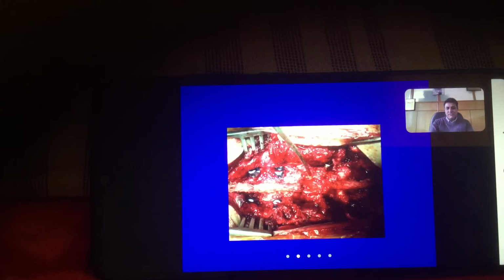If you see this picture, there's a fracture and this is the spinal cord. The cord has been freed.